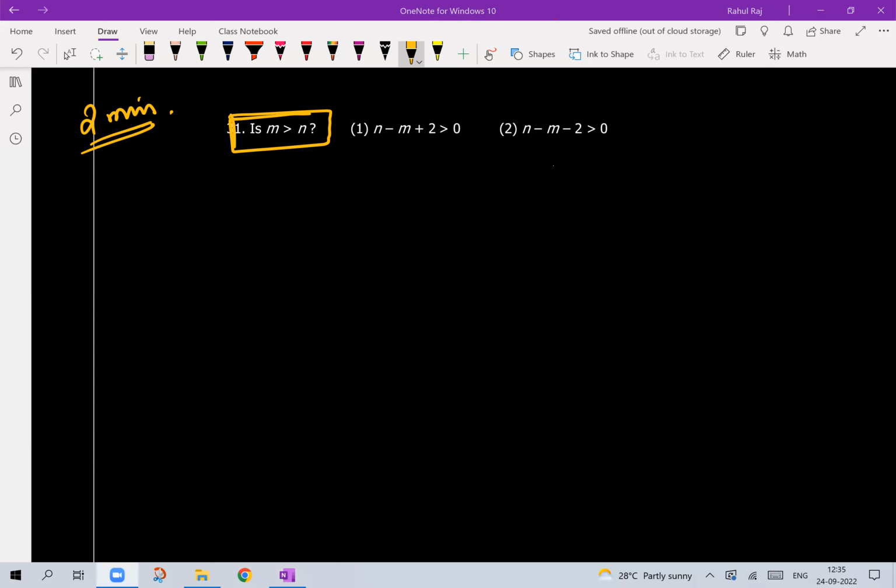Now, m is greater than n. When do we get to know this? These are two different variables, very sure. When will we get to know that m is greater than n? When I know the value of m and n, simple logic.